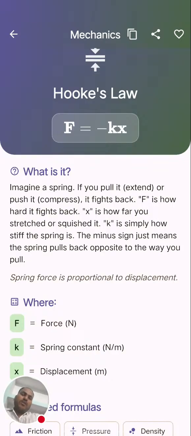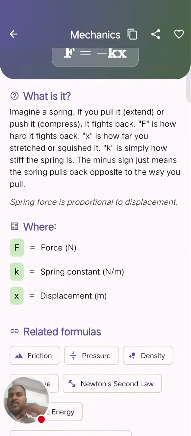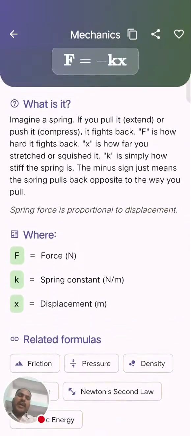So why are we applying the minus sign here in Hooke's law, F equal to minus kx? Because when you apply the force over the spring and then release the force, the displacement will come into the negative one. So that's why the minus sign is here. Hooke's law formula is F equal to minus kx.